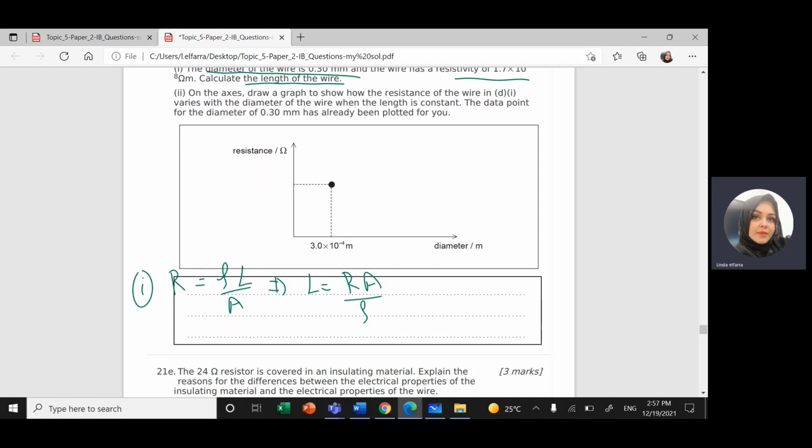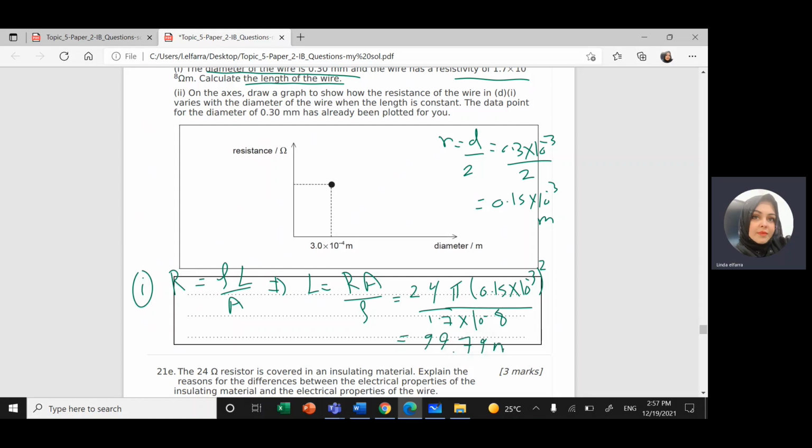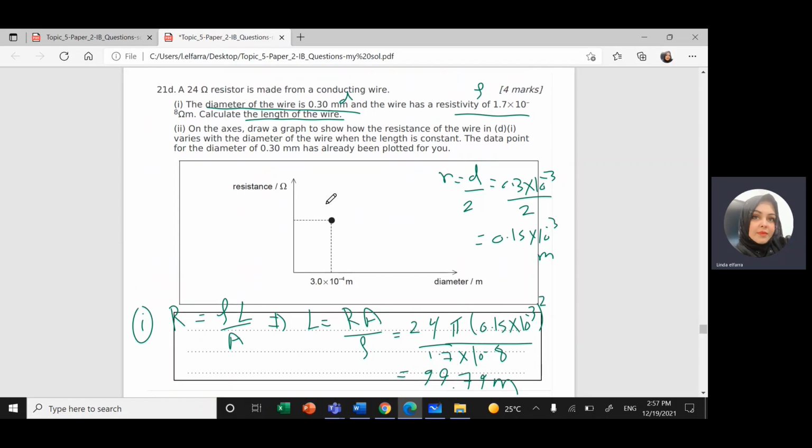First, we have to find the radius. So the radius is diameter divided by 2. Diameter is 0.3 millimeter, milli is times 10 to the power negative 3, divided by 2. And this will give us 0.15 times 10 to the power negative 3 meter. So R is 24. The cross-sectional area is a circle. The area of a circle is pi times the radius squared. Radius is 0.15 times 10 to the power negative 3, squared, divided by resistivity, 1.7 times 10 to the power negative 8. And this will give us 99.79 meter.